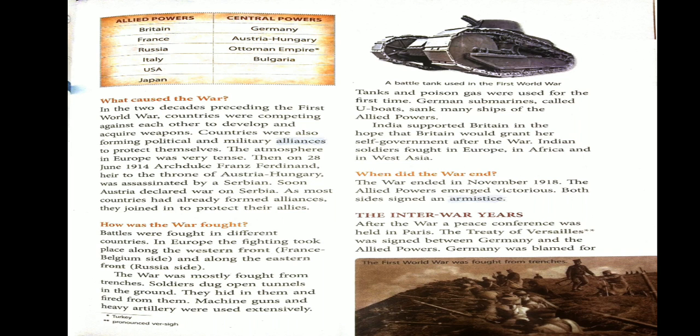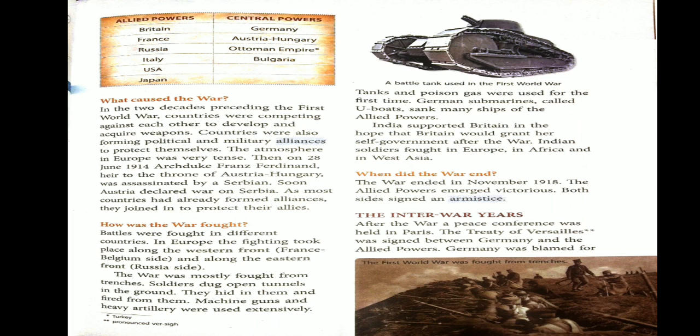India supported Britain in the hope that Britain would grant her self-government after the war. Indian soldiers fought in Europe, in Africa, and in West Asia. Now, the war ended in November 1918. The Allied powers emerged victorious, and both sides signed an armistice.